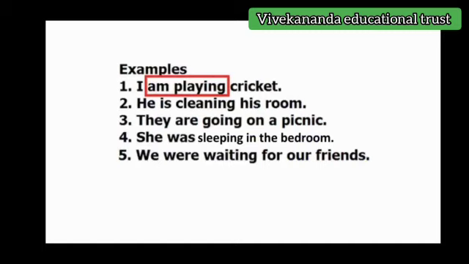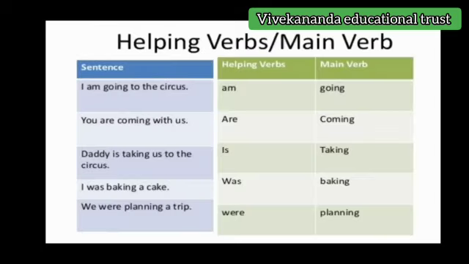Okay, let's see some more examples. I am playing cricket. Can you identify a verb here? Play. Can you spot any difference? It is not only play here, it is playing. So, whenever a verb comes in ing form, then it is said to be the main verb. The verb associated with the main verb is said to be the helping verb. Let's learn about main verb and helping verb. See the sentences given here.